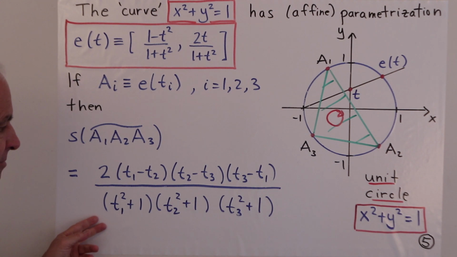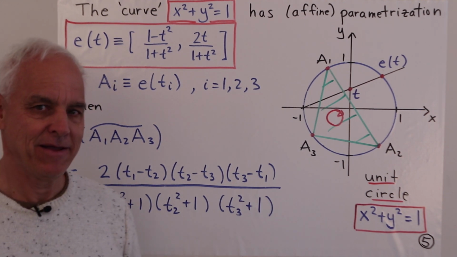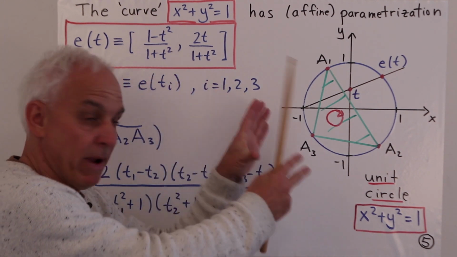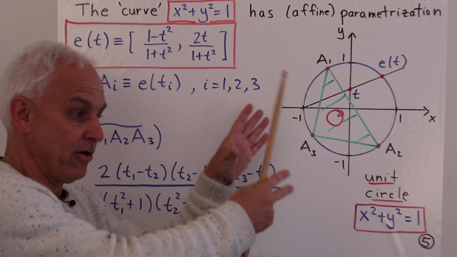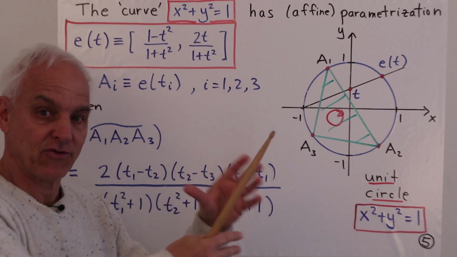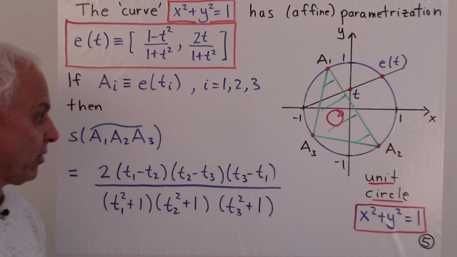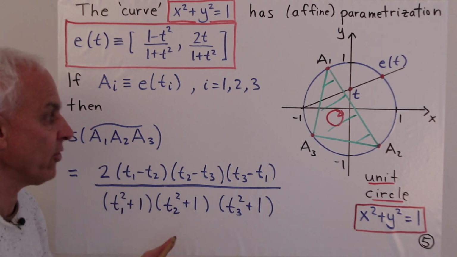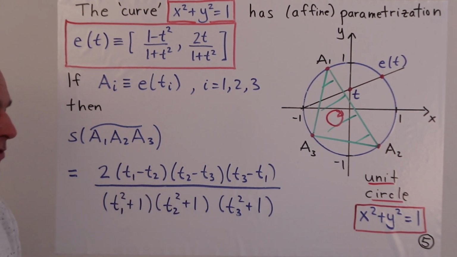So it's a very pleasant formula, very beautiful, I think, and it's an algebraic manifestation of geometry, right? We're looking at something geometrical, the area of a triangle inscribed in a circle, and we're expressing that algebraically in terms of the parameters that specify those 3 points.